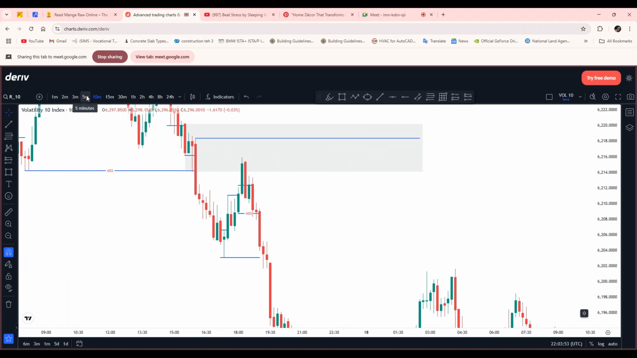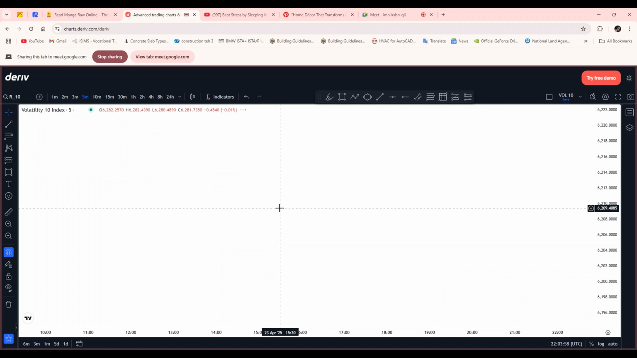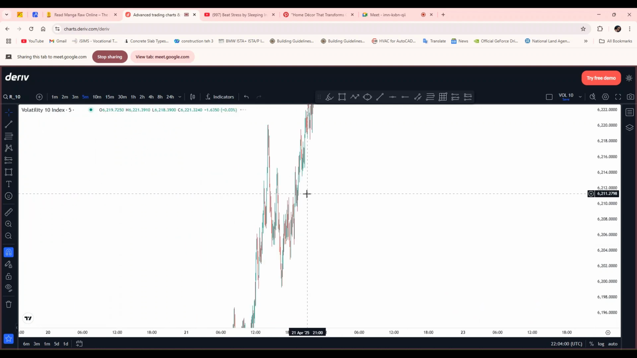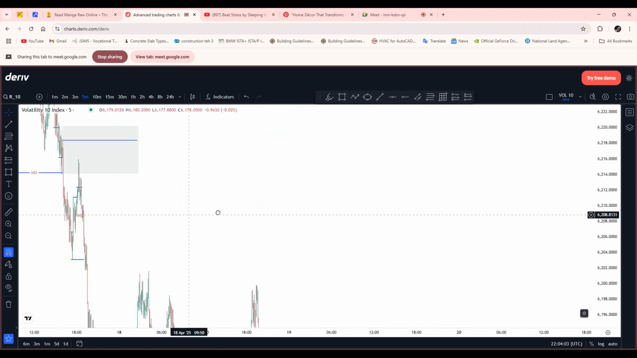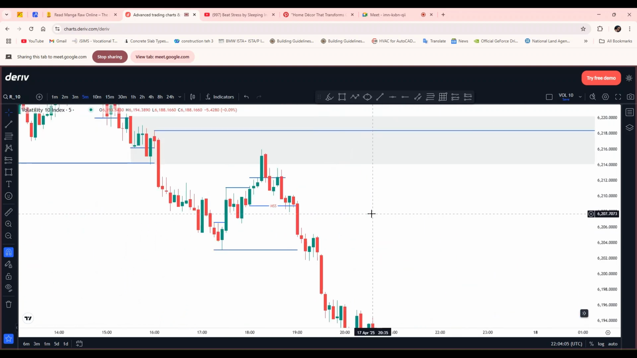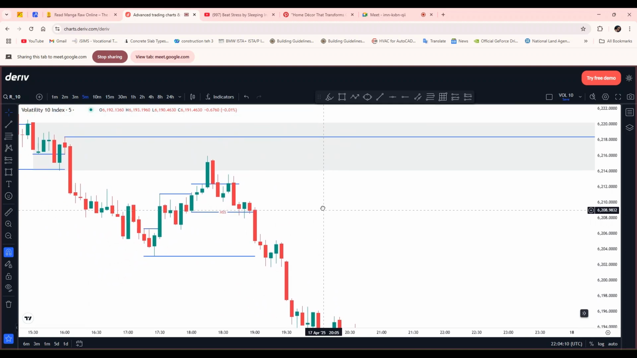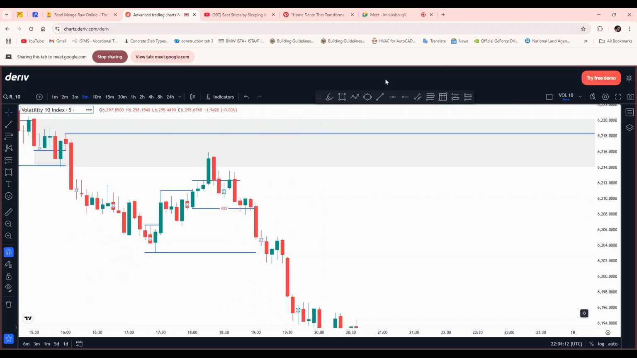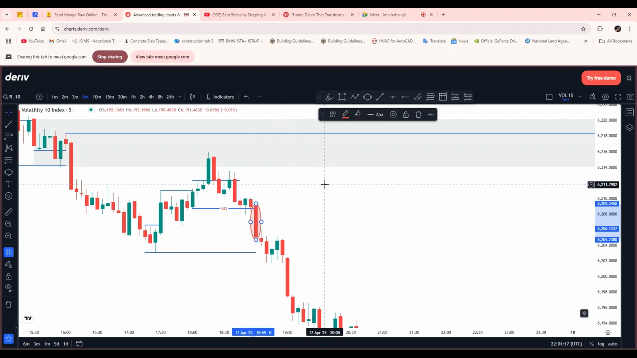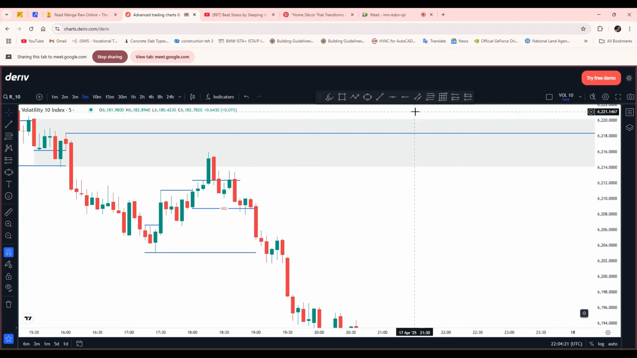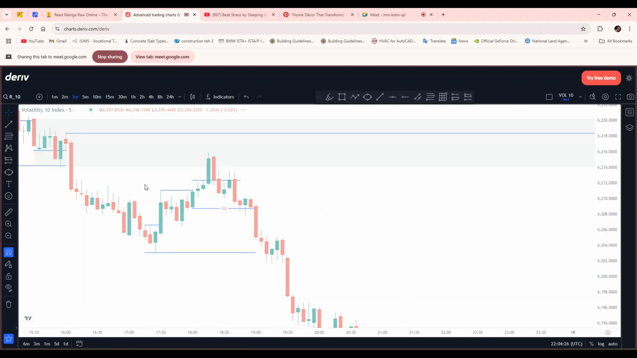Now let's go down to the 5 minutes time frame. The 5 minutes time frame shows me the specific distribution candle, but I still want to spot it in the form of structure. Now let us go to the 3 minutes.